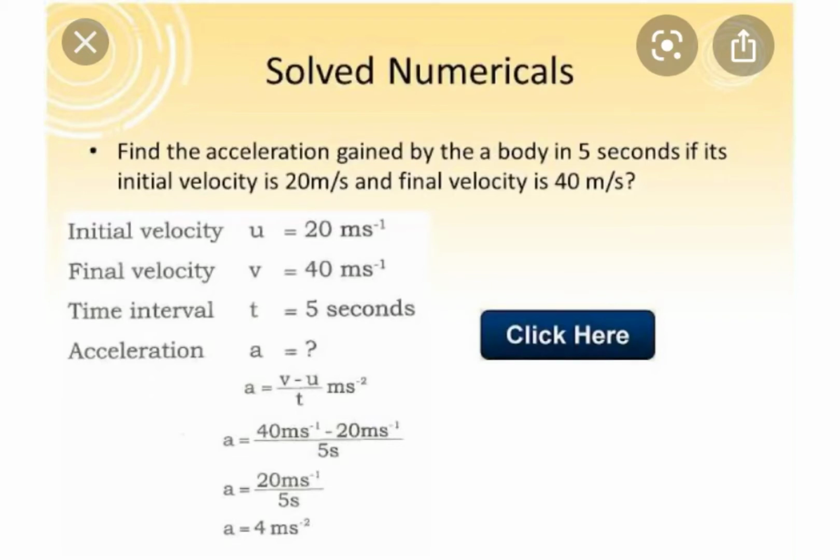Here we are asked to find acceleration. So what is the formula for acceleration? a = (v - u) / t. Substitute the value of v, u and t. You will get a = (40 - 20) / 5, that is equal to 20 / 5, that is equal to 4 meter per second square. So acceleration gained by the body is 4 meter per second square.